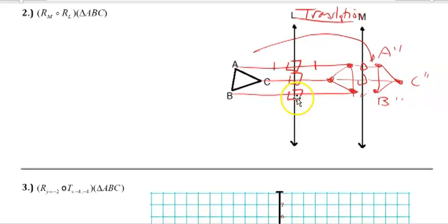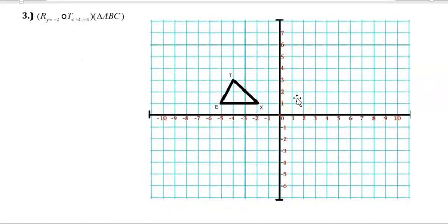Fantastic. Okay, one last problem. Go ahead and pause the video. People at home, try to do this glide reflection. See if you can do it.